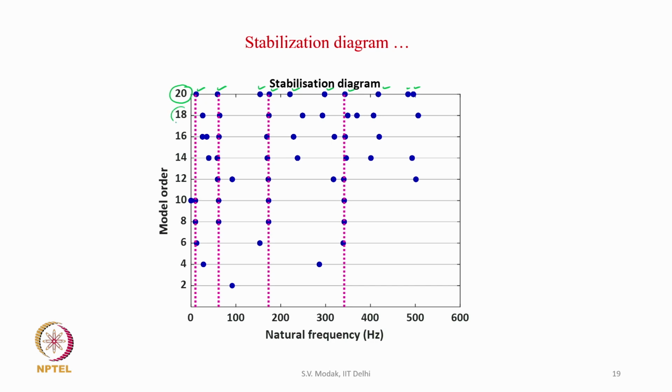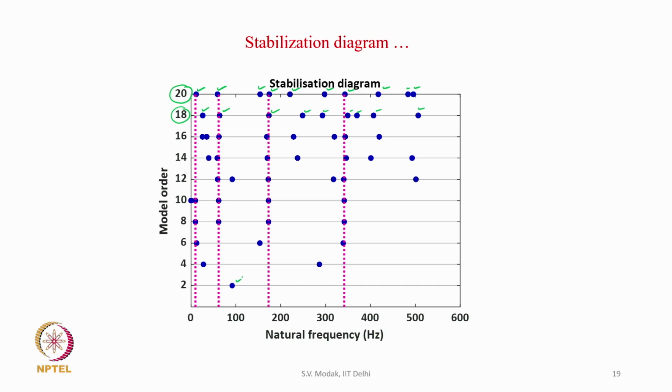Similarly, when 18 is the model order, these are the natural frequencies that were estimated, 9 natural frequencies. So, in this way we go up to, say, in this example we have done the curve fitting up to model order 2, that is only one physical mode that was identified, like this one here.